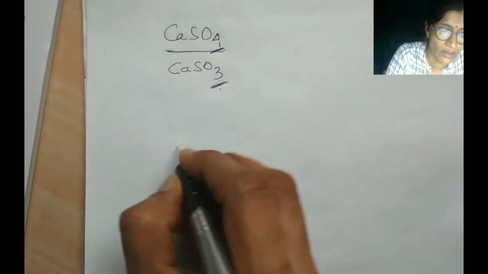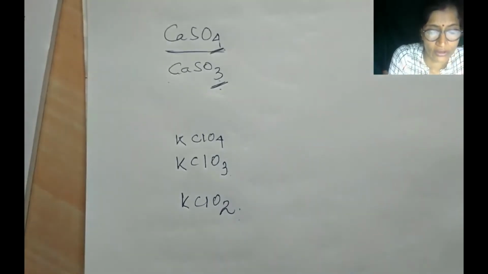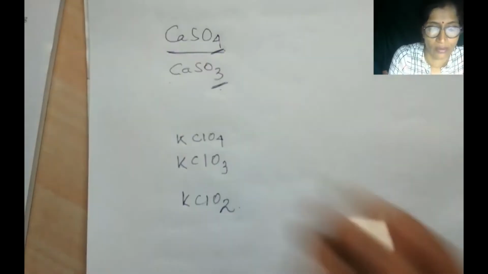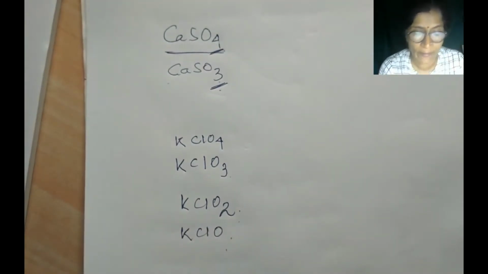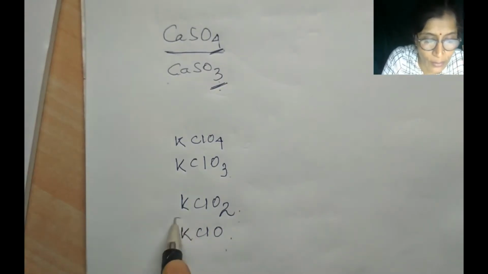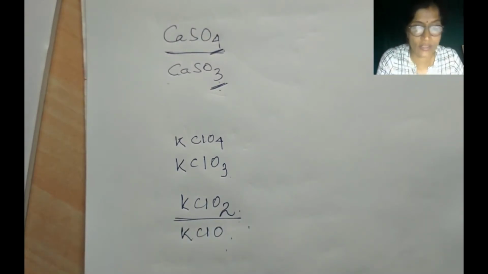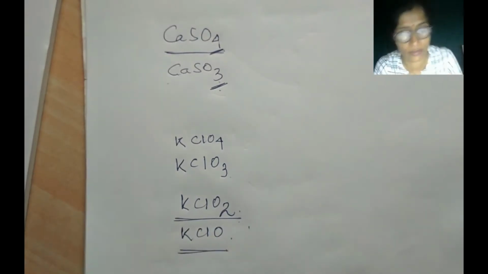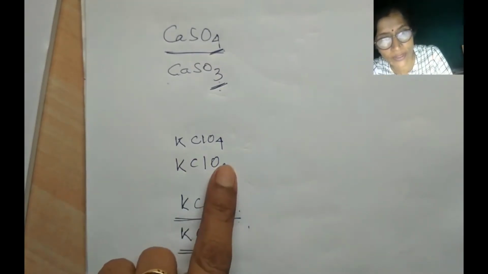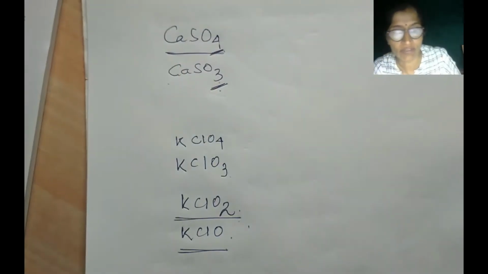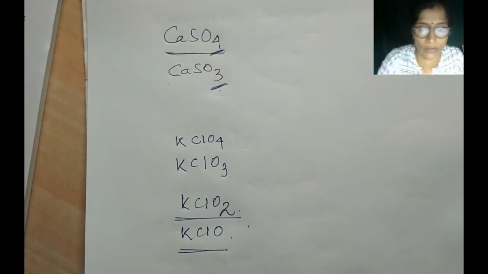One is this, KClO4, where the oxygen is more than 3, and here it is KClO, where it is less. This is known as potassium hypochlorite. One less than potassium chlorate, then we call it hypochlorite. And one more than chlorate, then we call it potassium perchlorate. So this is 3.